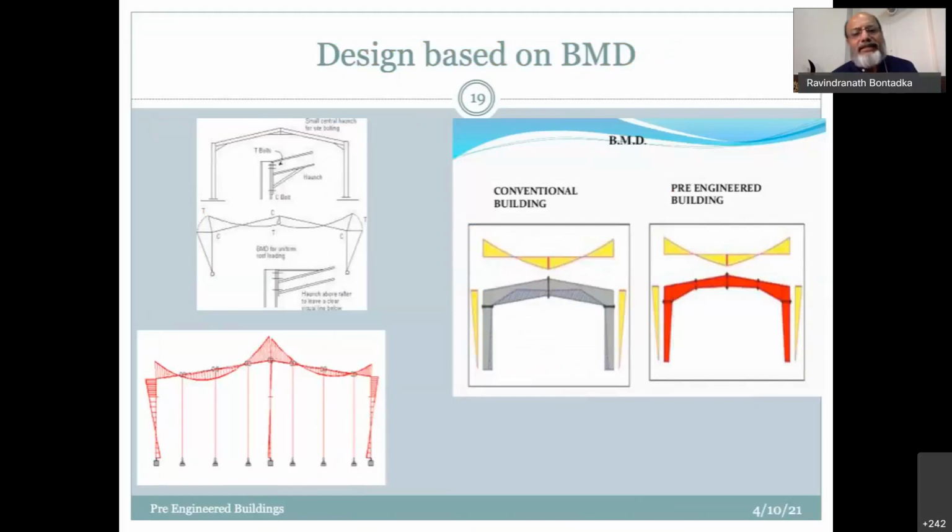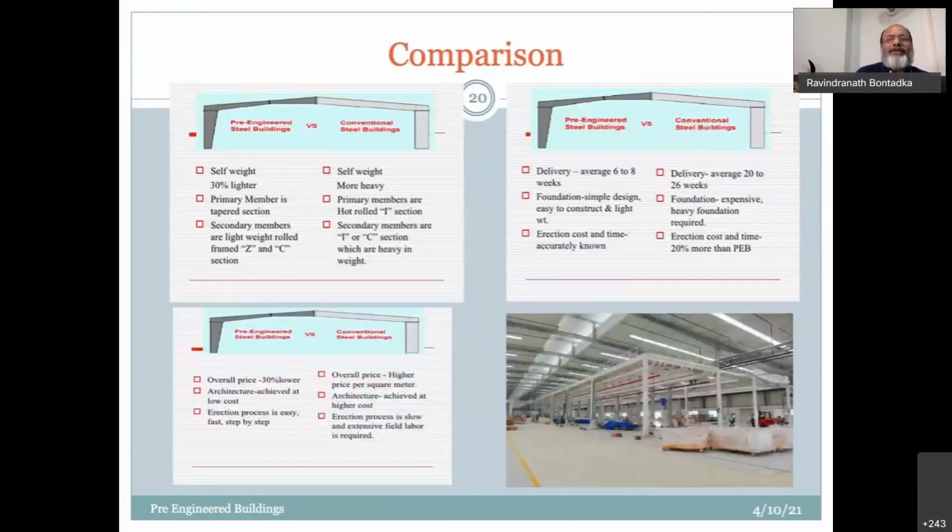So what is the basis of design? If you see here, as I mentioned, for all the loads that come in, this will be the bending moment diagram. Based on where the bending moment is maximum, we try to give the sections. Suppose, if you see, the conventional building will have a uniform section, whereas the pre-engineered building has tapered sections. By doing this, we reduce the material, which is very, very important here.